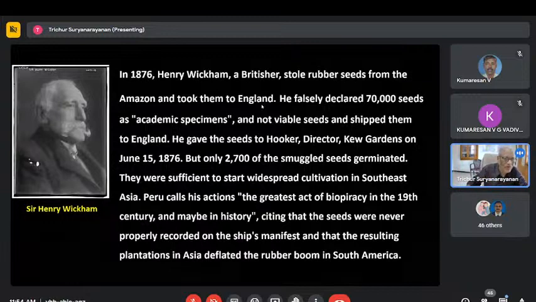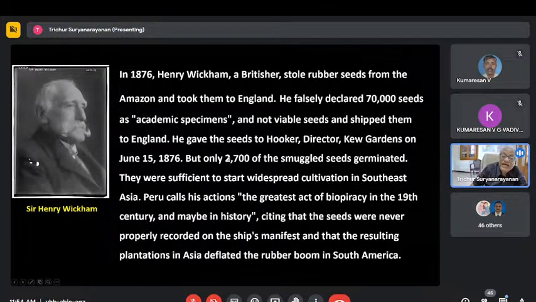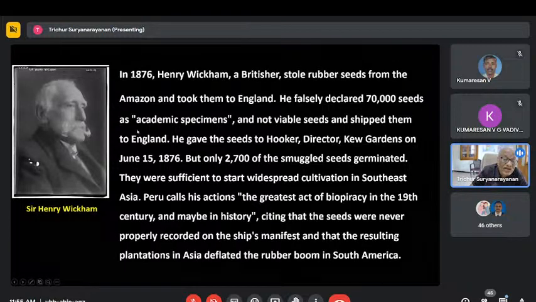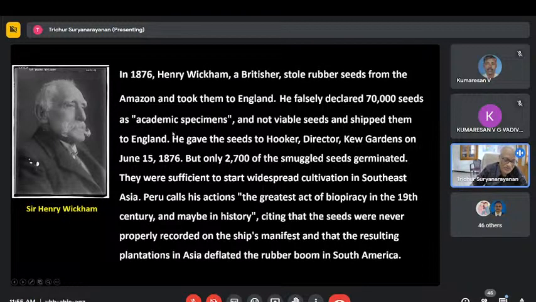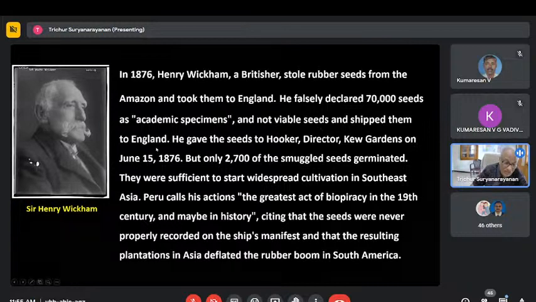But this person, Wickham, took 70,000 seeds of rubber. And when we were taking things from Amazon, you had to give a declaration. I am taking these things. So he didn't say 70,000 live seeds of rubber, but what he said was, I'm taking some things for academic specimens. They were not viable seeds. That's what he said, but they were viable. And he shipped them to England.